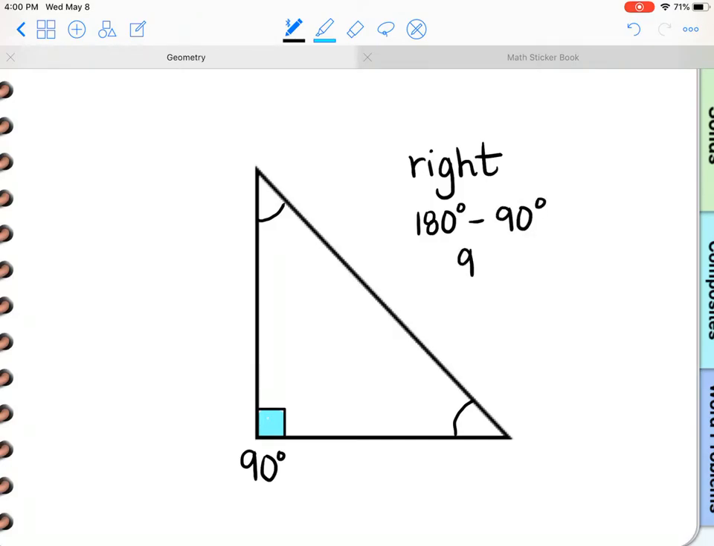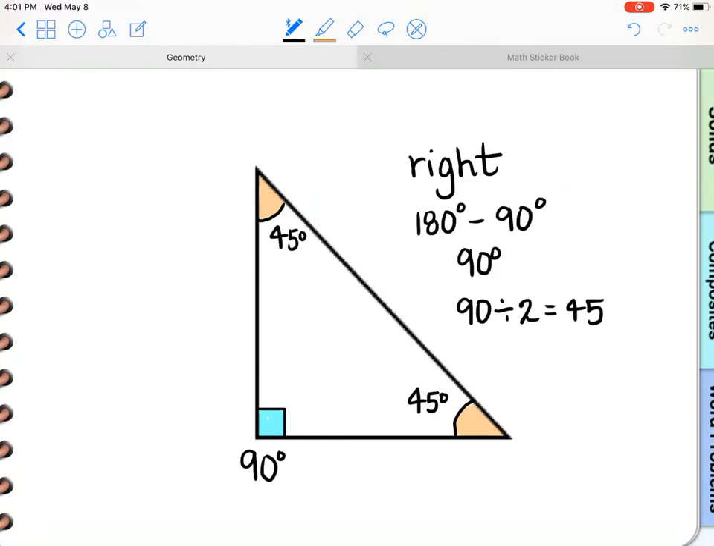So we end up with 90 degrees that we have to split two ways. This is not 90, and this is not 90. The two of them together make up the 90. So if I say 90 divided by 2, that's 45. So this is 45 degrees, and this is 45 degrees, and that's isosceles.